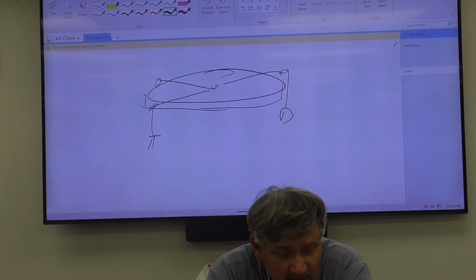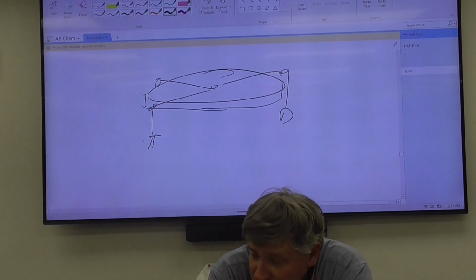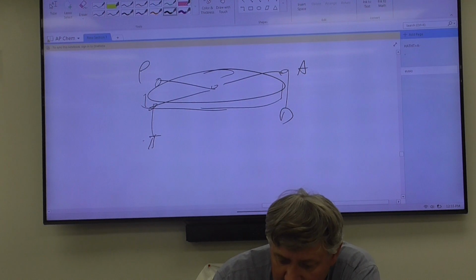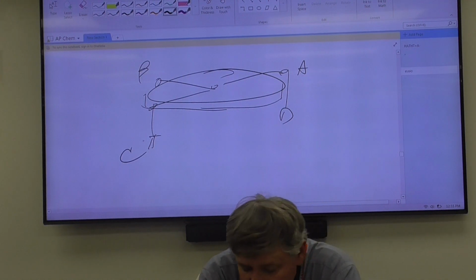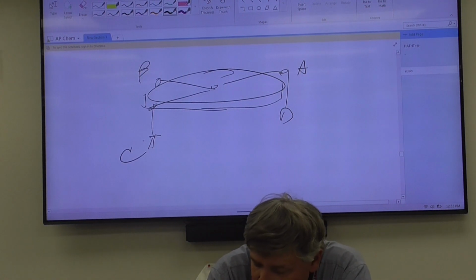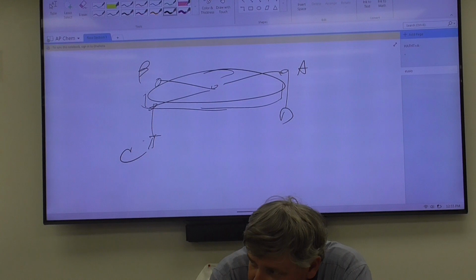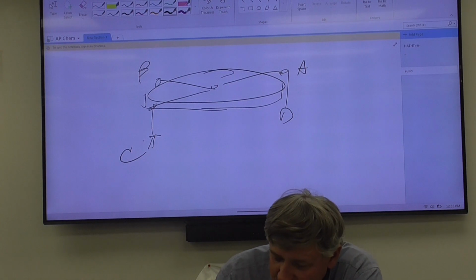Was the ring accelerating? It should not be accelerating. No. So therefore, the system's in equilibrium. So basically, what you're looking at, you have A, B, and C. So, Sydney, what was the value of your force for vector A? 0.42 kilograms and 4.12 newtons.